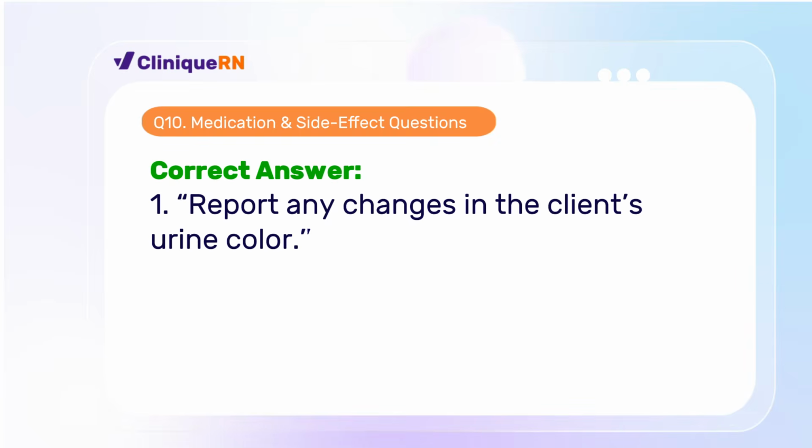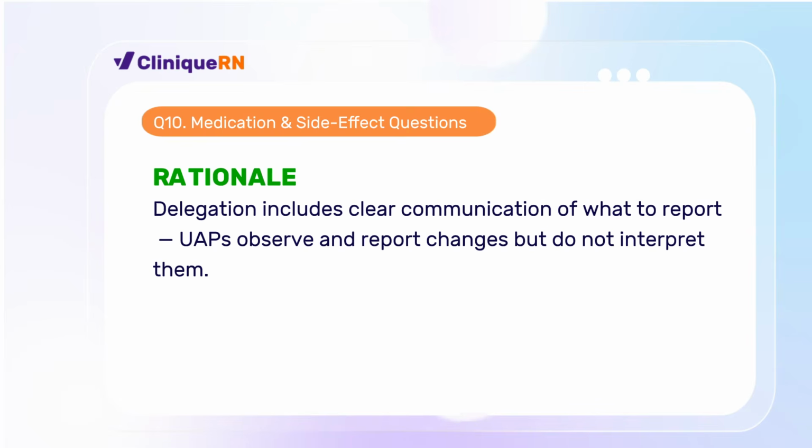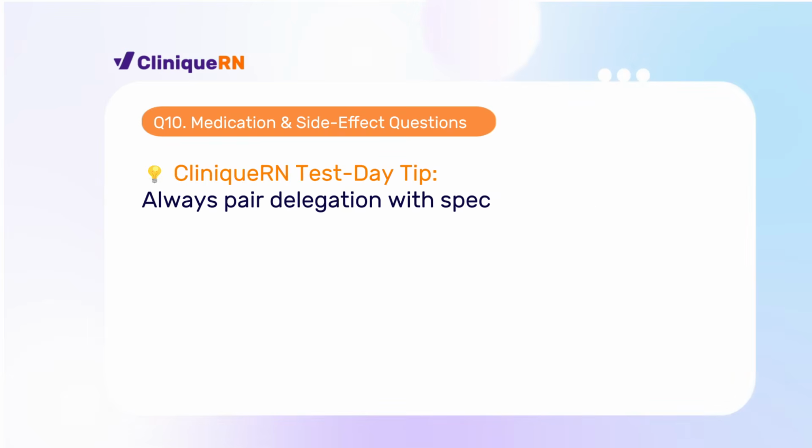The correct answer is 1. Report any changes in the client's urine color. Rationale: Delegation includes clear communication of what to report. UAPs observe and report changes but do not interpret them. CliniqueRN Test Day Tip: Always pair delegation with specific reporting instructions.